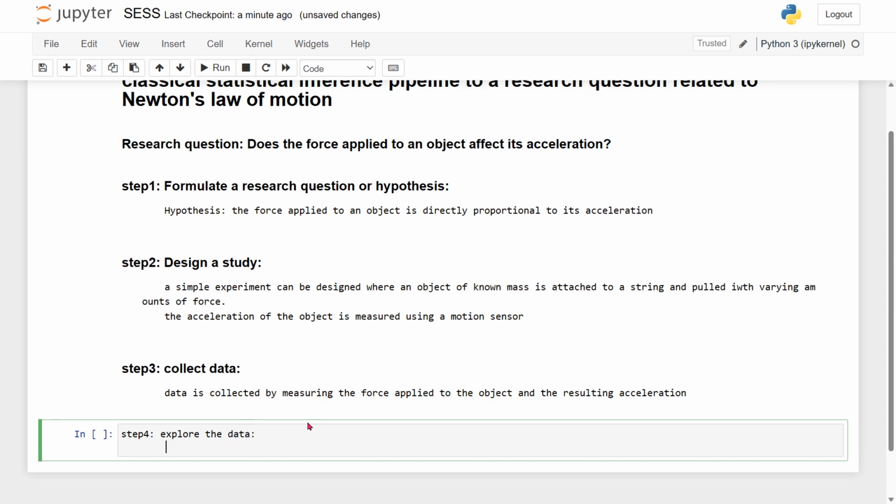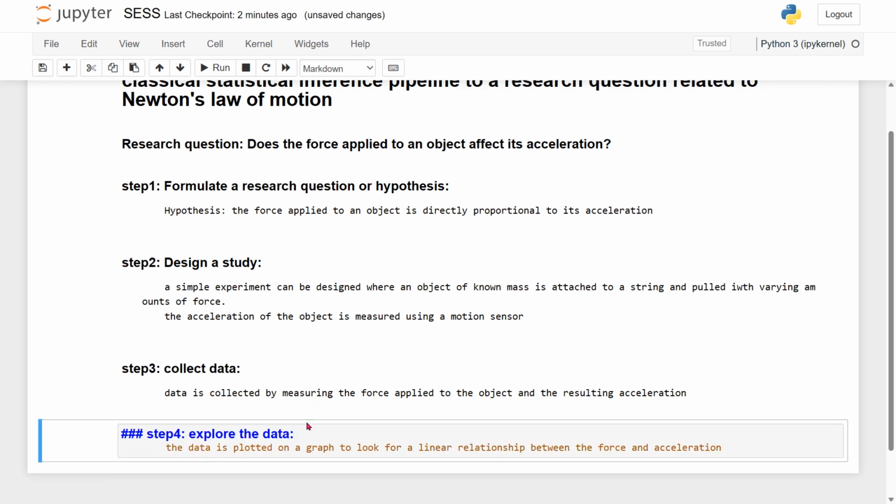So the collected data is explored to identify any patterns or trends or outliers that may affect the analysis. In this case, what Newton did is the data is plotted on a graph to look for a linear relationship between the force and acceleration. That's it. This is a very important step for Newton.